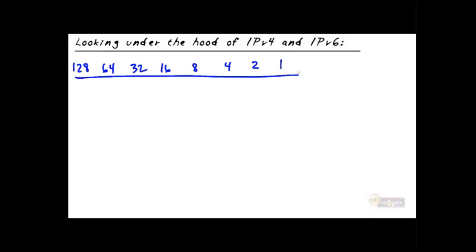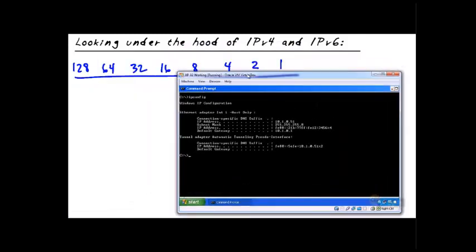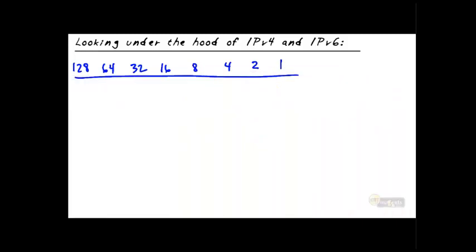Why do we care about it? The reason is that computers use IP addresses, which we look at in decimal, as binary numbers inside the computer. So if we bring back the PC, on this PC our address is 10.1.0.51. I'm going to put that to the side.